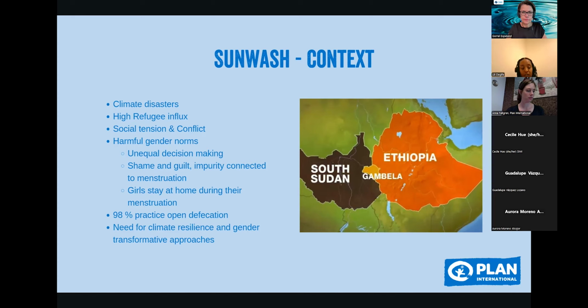So given all these contexts, our SunWash project is designed in such a way that it can respond to a climate hazard such as flooding, and using a gender transformative approach to address the needs of WASH in the community, where we focus on tackling the root cause of gender inequality to reach the most disadvantaged groups of the community, including girls, women, and children.